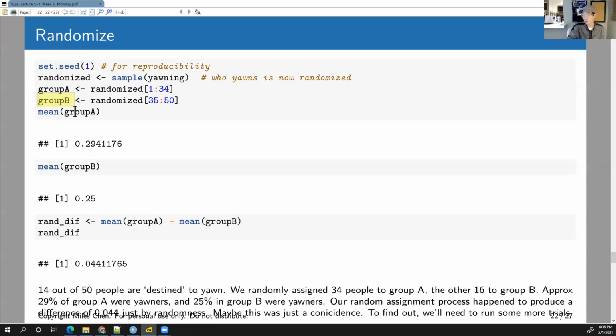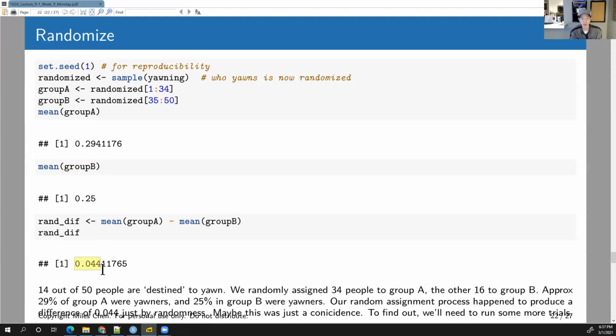So here we ask, what proportion in group A ended up yawning from the random process? We get 0.294. What proportion in group B ended up yawning from the randomization process? We get 0.25. These happen to be the same results that we got from Mythbusters, from their real experiment where they did an actual seated yawn versus a control. Here, I just shuffled people up and I'm getting a random difference of 0.044, just from the random process alone.